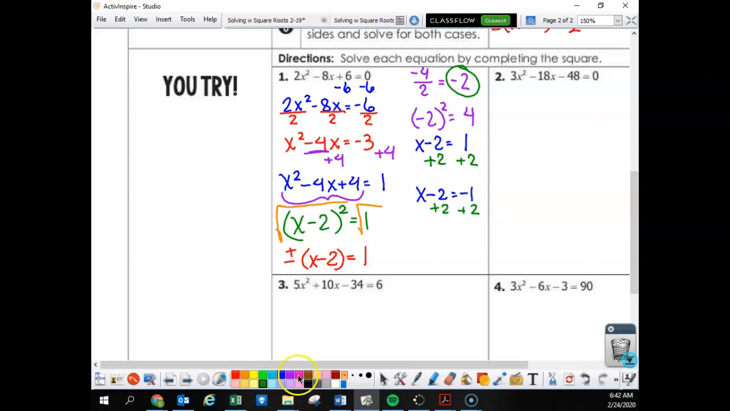Alright. And then in the end, your solutions. So 1 plus 2 is 3. Negative 1 plus 2 is 1. So your two solutions are 1 and 3.